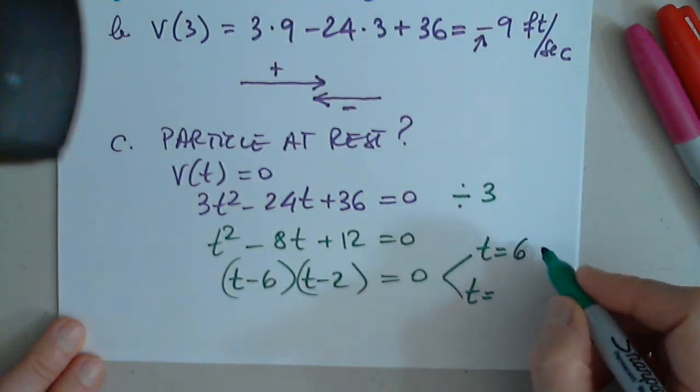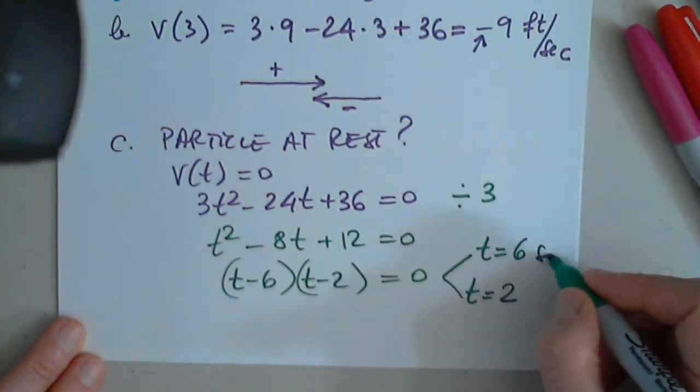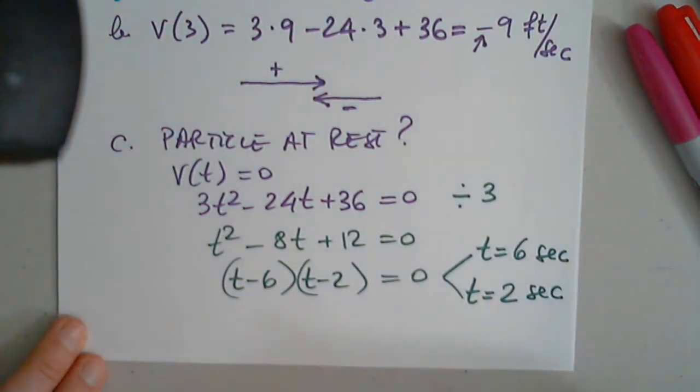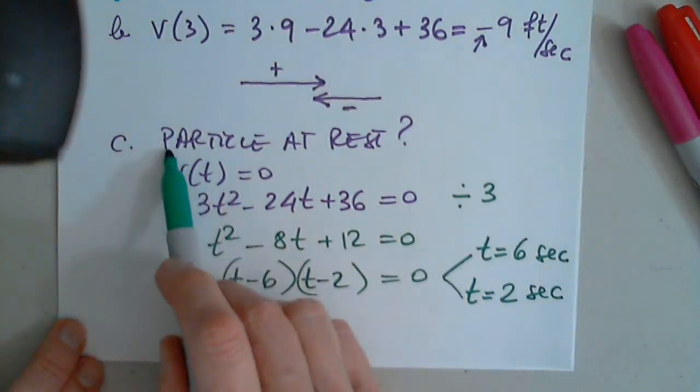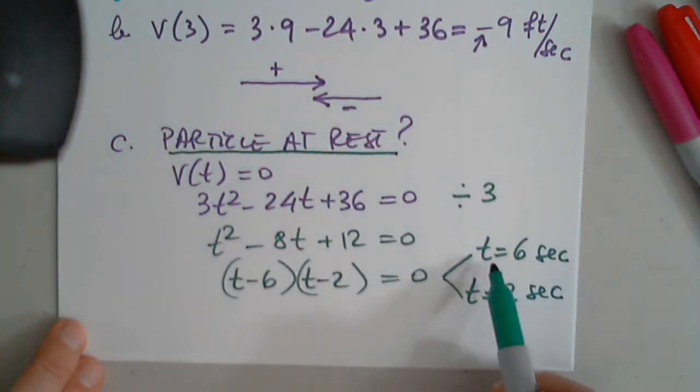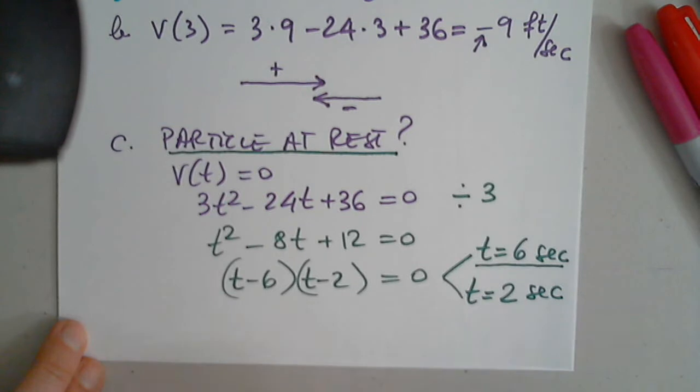Positive 6 and positive 2. Yes, the measurement unit is going to be, let's see, feet per second. Good. When is the particle at rest? 6 seconds from the starting of the movement of the particle, and also 2 seconds from the beginning.